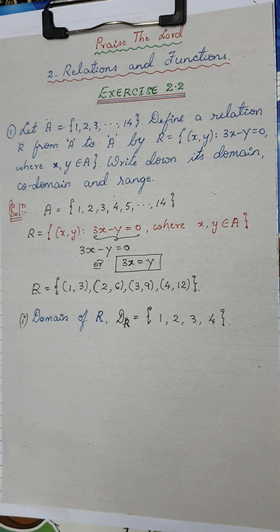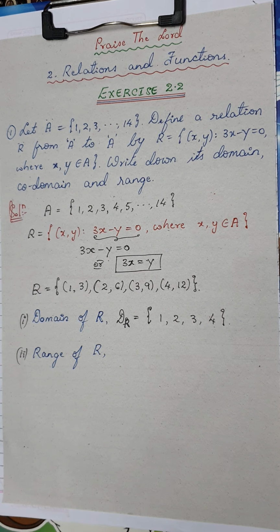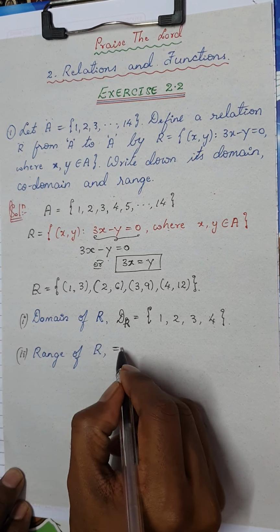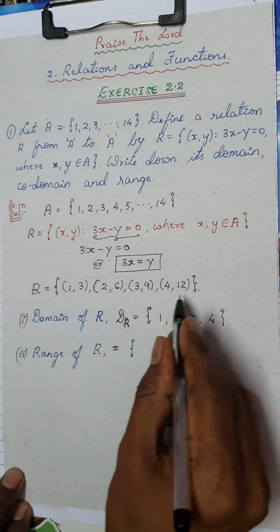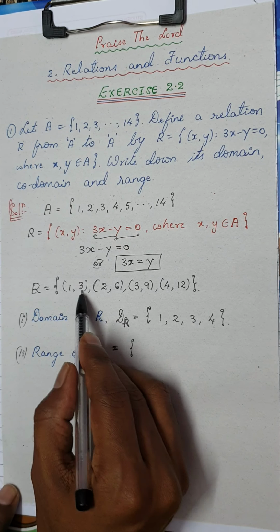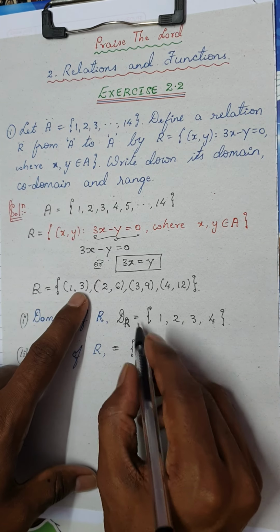Next, let's go to the range of the relation. See, if the domain is the set of all first elements, then the range is the set of all second elements. So start writing the second elements here.